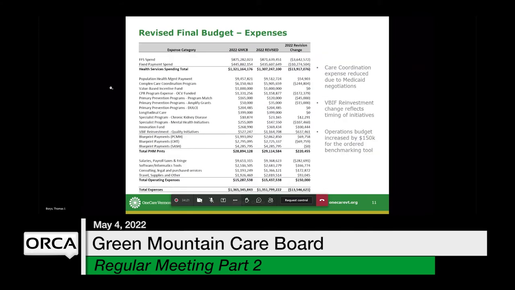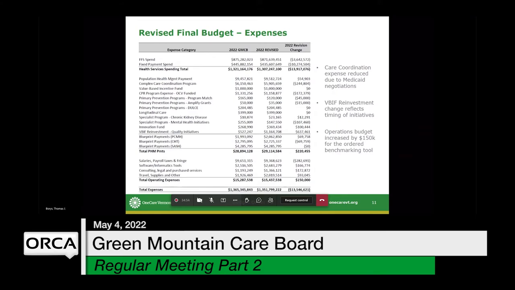Taking a look at expenses, you'll see at the top the corresponding health services spending of $1.3 billion. So I just consolidated that a little bit in this slide here. When we look at all the population health management expenditures in the middle section of the table, those of note include the complex care coordination program, a reduction of about $245,000. That's largely the Medicaid bonus payments that have been taken out. The CPR program is just a tune-up of attribution, no changes to the program design there.